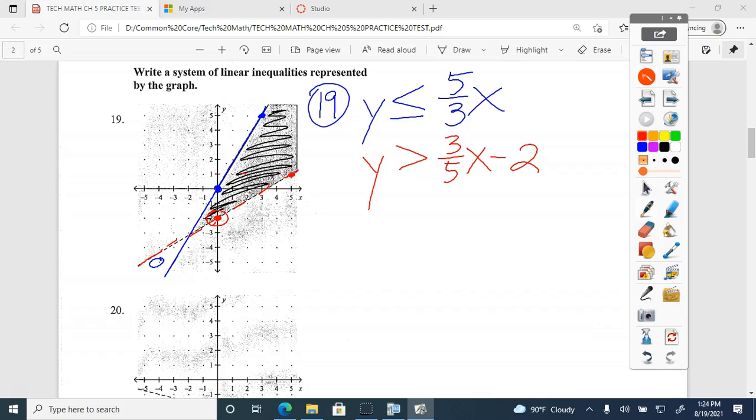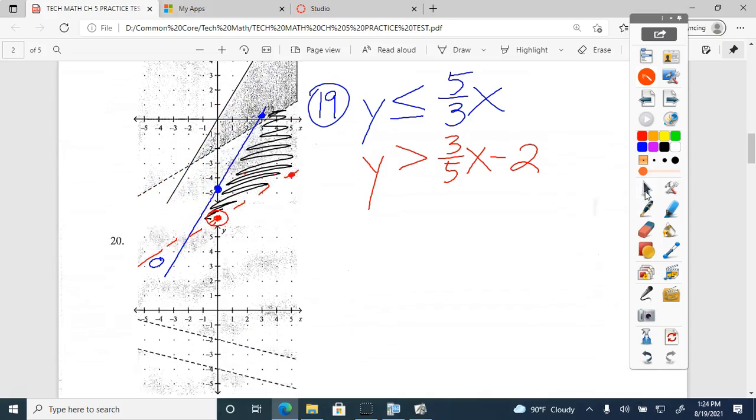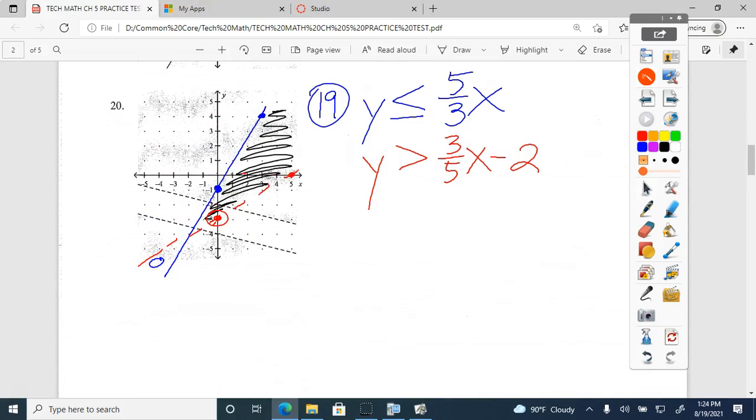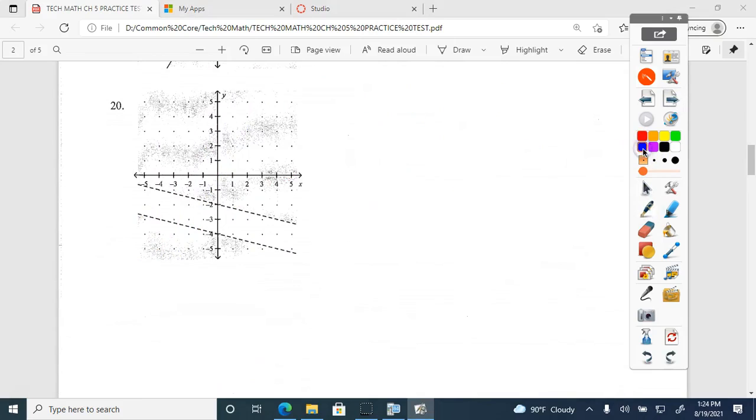Everybody good on 19? All right, our last one. We're just gonna make it. Just enough time. We'll let this one be the blue one, and the one below it will be the red one. So for the blue one, we got y. Is it shaded above or below the blue? Above, so that's greater than. It's not going to be equal to because it's a dotted line.